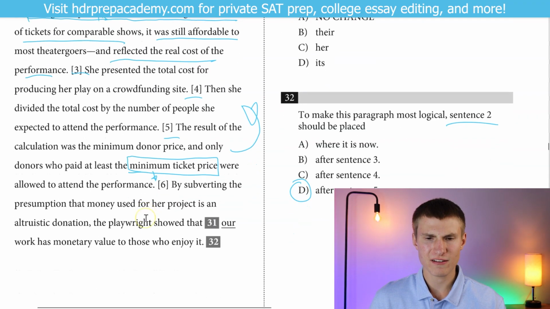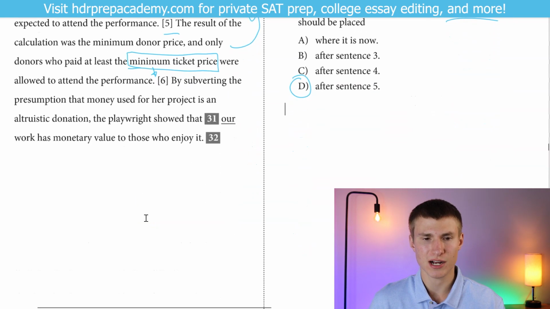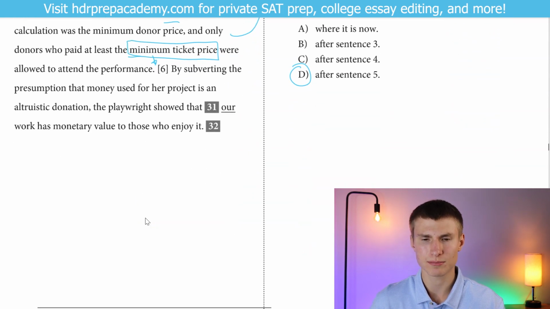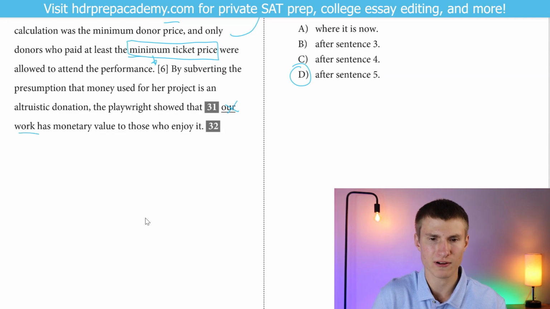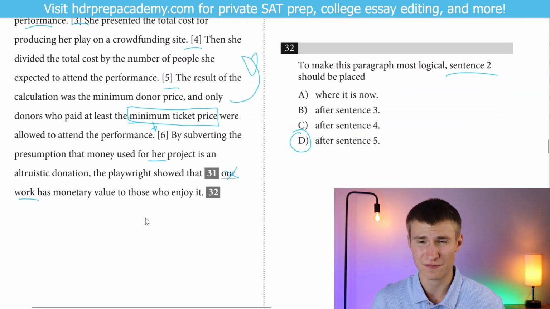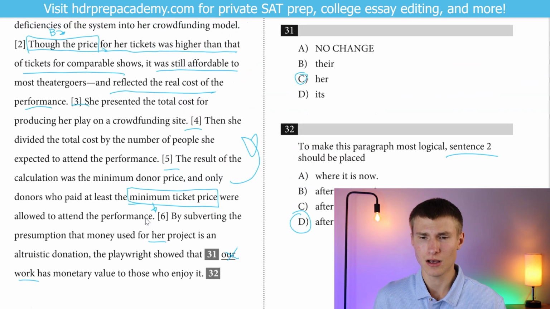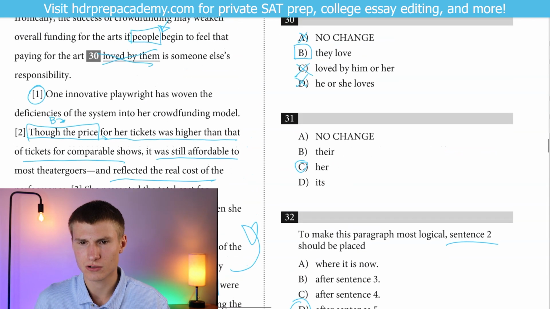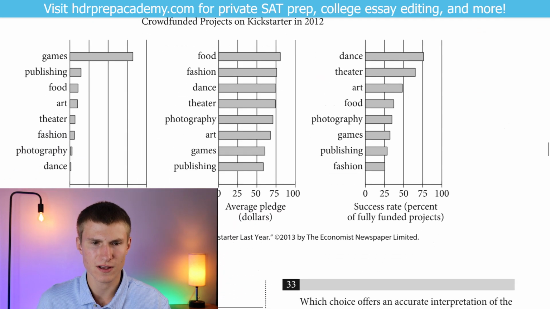All right. Now we have, by subverting the presumption that money used for her project is an altruistic donation, the playwright showed that her work. How do I know it has to be her work? Because it's her project. We know who we're referring to. It's one person and it's a female. Okay, so our answer there has to be C. 32, we already answered that one.